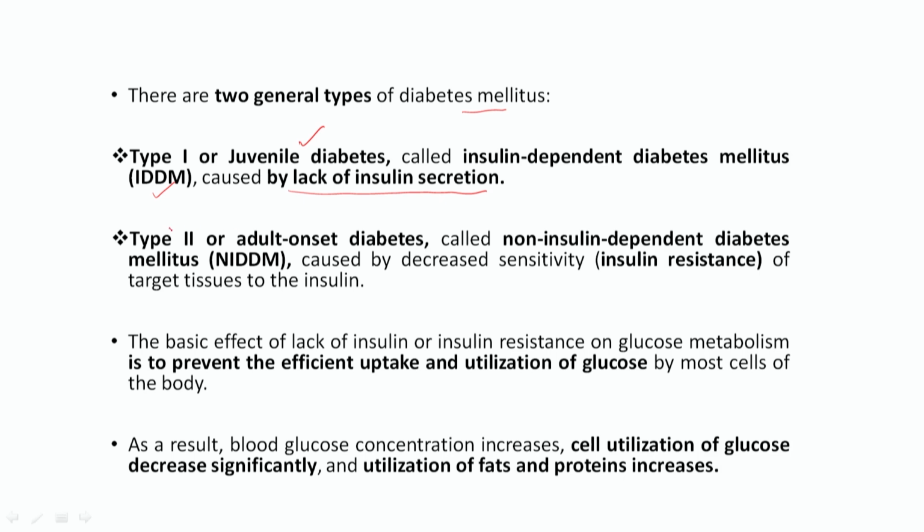Second is called type 2 or adult onset diabetes mellitus, also called non-insulin dependent diabetes mellitus, NIDDM, which is caused by decreased sensitivity, meaning it may develop due to insulin resistance in the target tissue. Here resistance develops against insulin, so insulin is unable to use the glucose in the cells. So that is the two types, type 1 and type 2, and in both types there is a higher level of blood glucose in the body. Why is the level higher? Because body cells are unable to utilize the glucose.